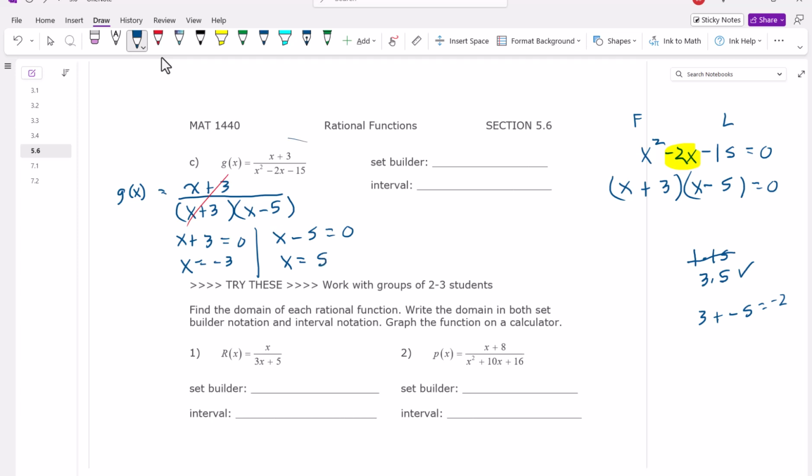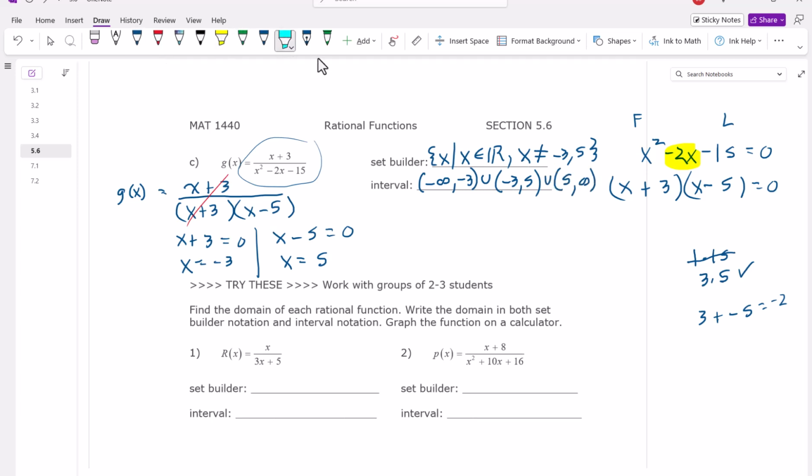See, what happens in the original problem, both negative 3 and 5 cause you to have a 0 denominator. So we'll write this in set notation. Again, we could put the real numbers, but you can leave that off, and we just say x is not equal to negative 3 and 5. Okay, interval notation is 3 intervals. Everything to the left of negative 3, everything in the middle of negative 3 and 5, and everything bigger than 5. So these are the two ways that you write your domain.